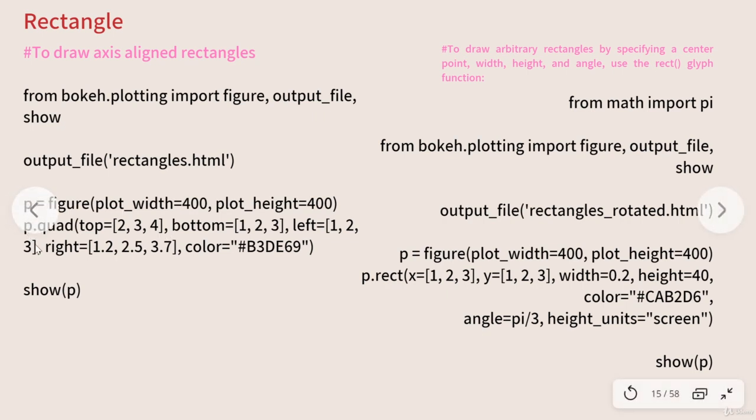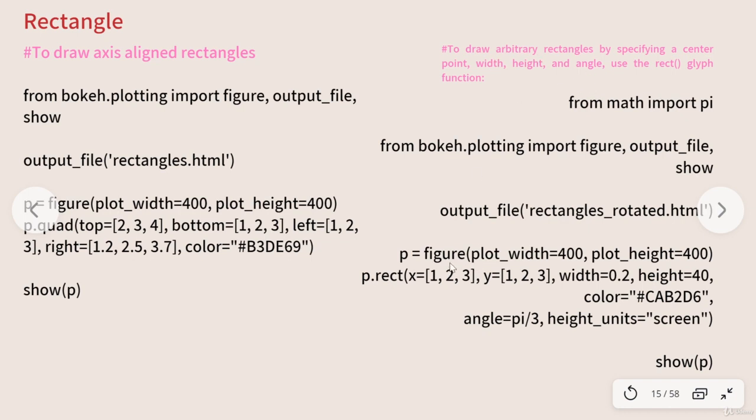So you can see p.quad is the function that you have to follow. So the top values, the bottom values of the rectangle, the left and the right values, and accordingly the rectangle would be formed. So it will give you three rectangles. For the first rectangle, the top is 2, the bottom is 1, the left is 1, and the right is 1.2, and so on for the remaining rectangles.